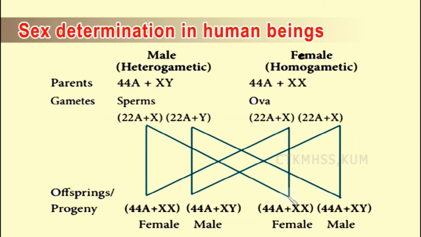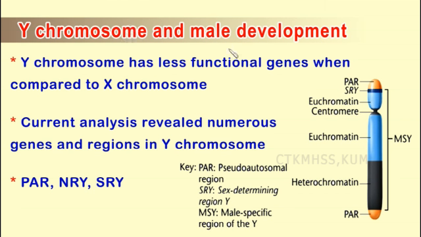So 44A plus XX, when this X and X combine, a female child will be born. And same here, 44A plus XY, when it combines, a male child will be born. So this is how the progeny is established in human beings. It's about sex determination in human beings. Next we will see the Y chromosome and male development.